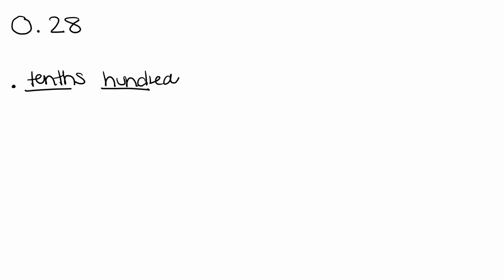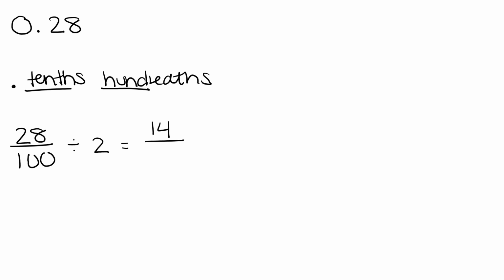For number 11, we have the decimal 0.28. The 2 is in the tenths place, and the 8 is in the hundredths place. We start by taking our decimal and writing it over 100 because that's the place value that we're in. We want to simplify this fraction. They're even numbers, so we can divide both of them by 2. 28 divided by 2 is 14. 100 divided by 2 is 50.